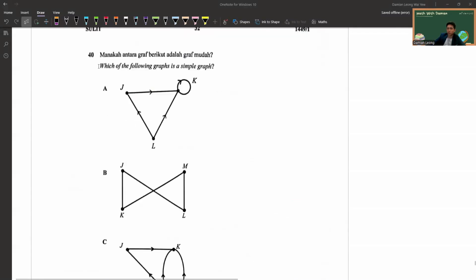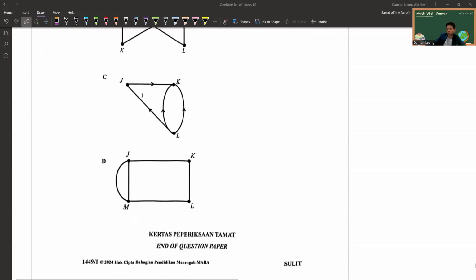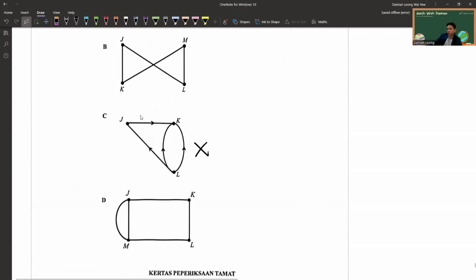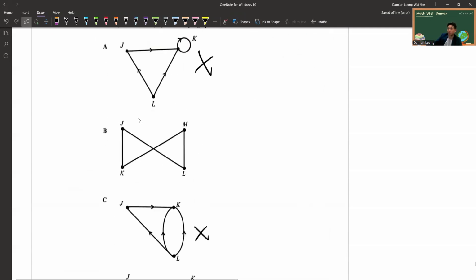And question 40, which of the following graphs is a simple graph? A simple graph cannot have any loops or multiple edges. This is not, this is not. This also has a multiple edge here, also not. So the only one that can be a simple graph is B.